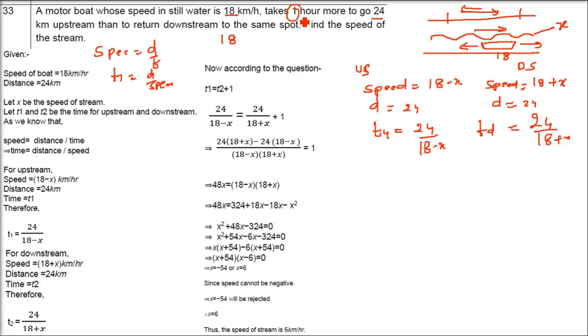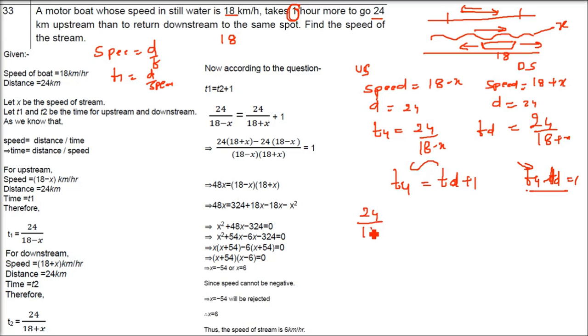Now 1 hour, it is making more time to go upstream. Because it is making more effort, going against water, it will take more time. So TU upstream is more. That means you have to add something to the downstream. You can also say like this, the difference between the upstream and downstream, because upstream is higher number, so you will take TU minus TD, not TD minus TU, equals 1.